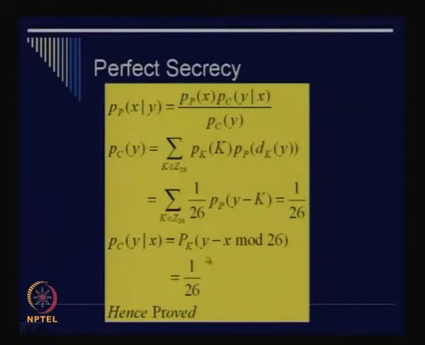So now you see that the result is established, because P(y given x) cancels with P(y). Both of them are equal to 1 by 26, right? If these two things cancel, then you have got P(x given y) equal to P(x). So what does it mean? You have got perfect secrecy. Why? Because your a posteriori probability of x given the value of y matches your a priori probability of x, right. So if we can do this for shift cipher, we can do it for any given cipher.